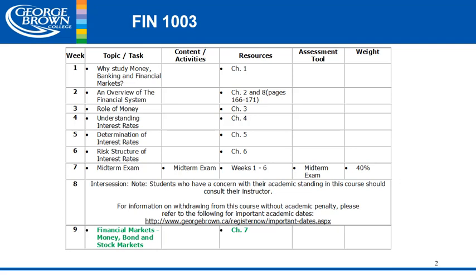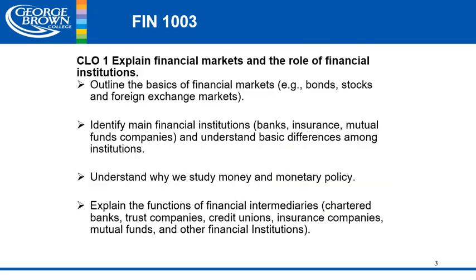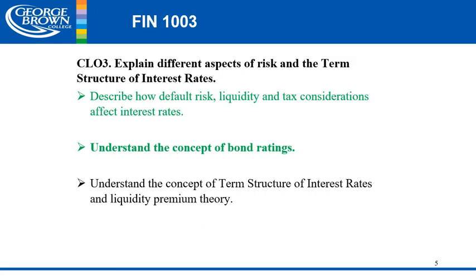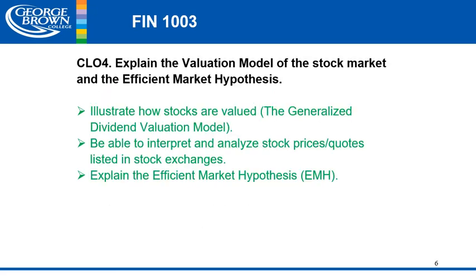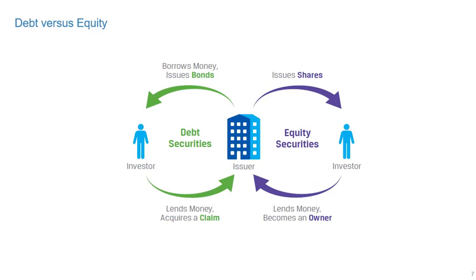Again, we should always be familiar with what the course learning outcomes are. So there's course learning outcome 1, course learning outcome 2, course learning outcome 3, and now we're really focusing on course learning outcome 4, which is explaining the valuation model of the stock market and the efficient market hypothesis. Actually, we're going to go beyond illustrating how stocks are valued, and we're going to do some of the calculations, okay? Again, a quick review.